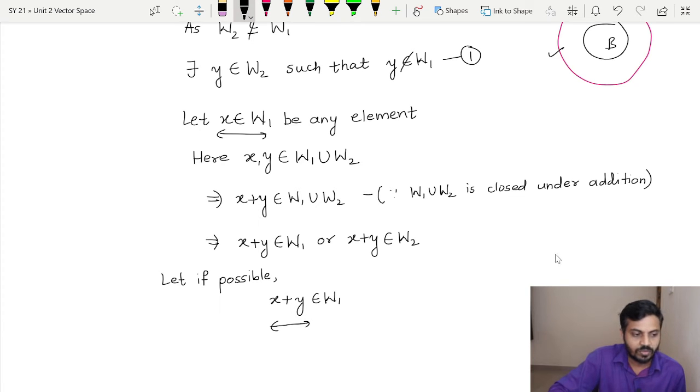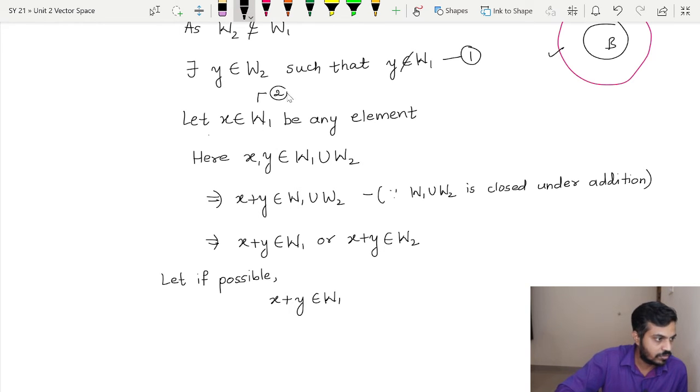What does that property say? For each u belonging to V, there always exists minus u belonging to V, such that u plus minus u is equal to 0, right? So according to that property, minus x is also an element of W1, and thus the sum, minus x plus x plus y, will also be an element of W1, since W1 is closed under addition as it is a subspace. I will call it 2, and I will call it 3.